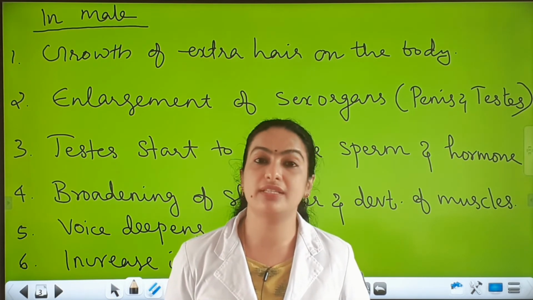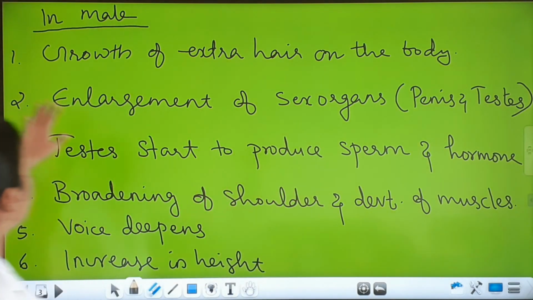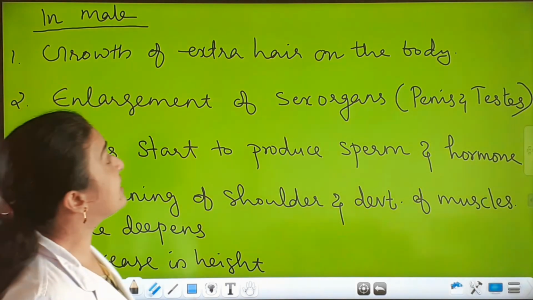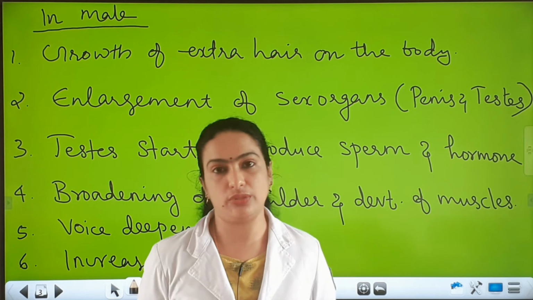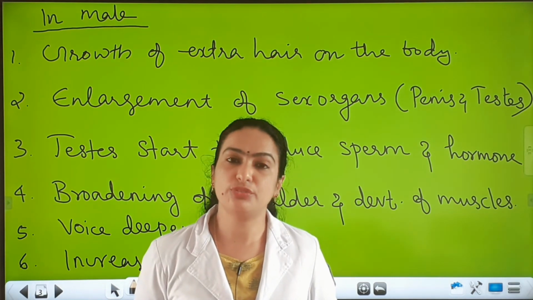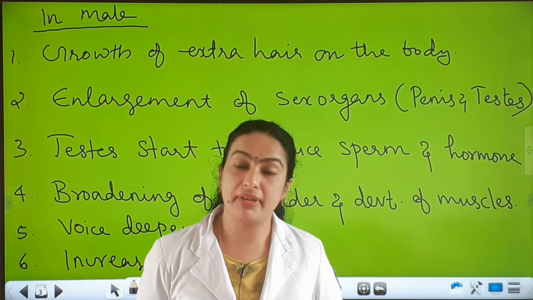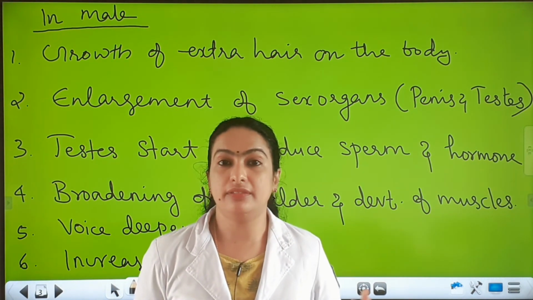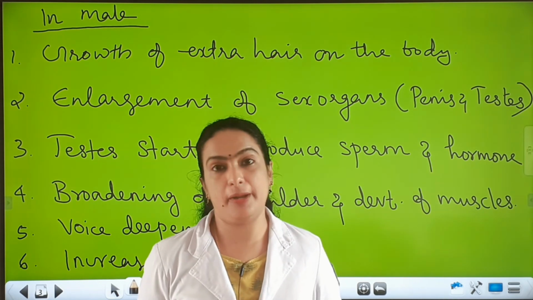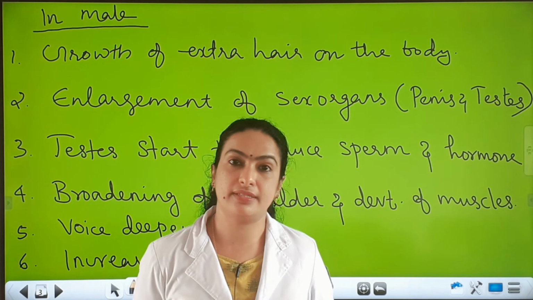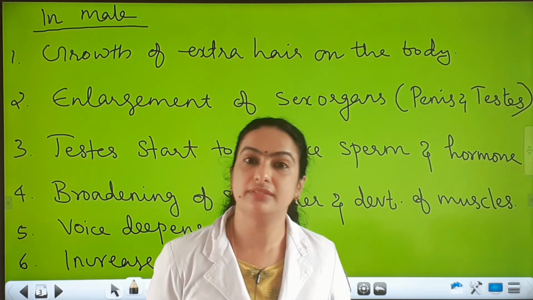So let's see which are the secondary sexual characters in boys at puberty. First one, growth of extra hair on the body. Extra hair growth means the hair on the face like mustache and beard, then hair growth in the armpit region, in the genital area or between the thighs, etc. can be seen at puberty in boys.